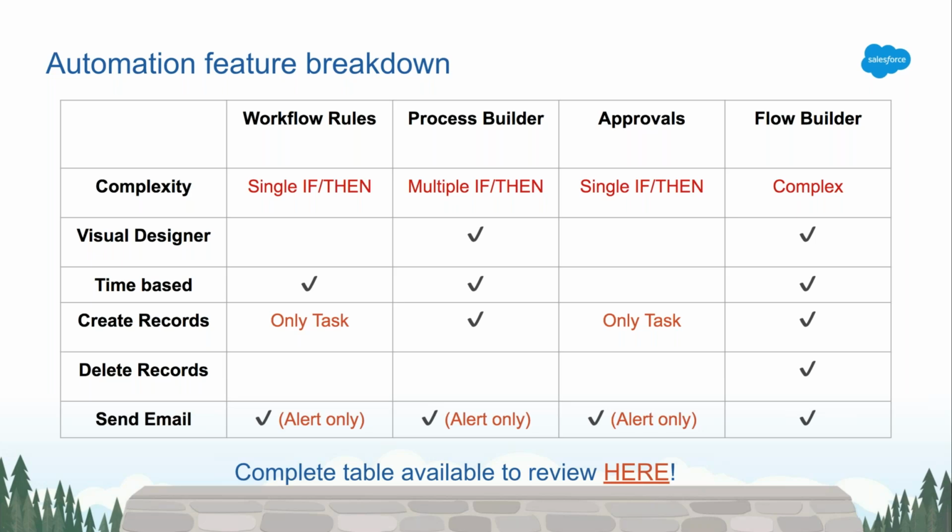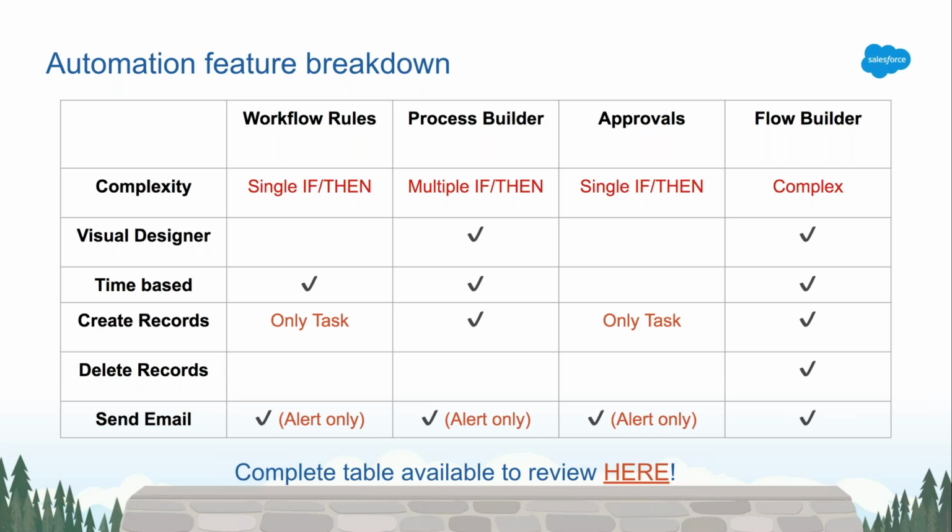With Process Builder, you can have multiple if then statements that can be evaluated at the same time. So it's a step up in terms of complexity. Flow Builder being, obviously, as you can see, the most complex, where you can do a whole lot more than comparing to regular workflow rules, for instance.